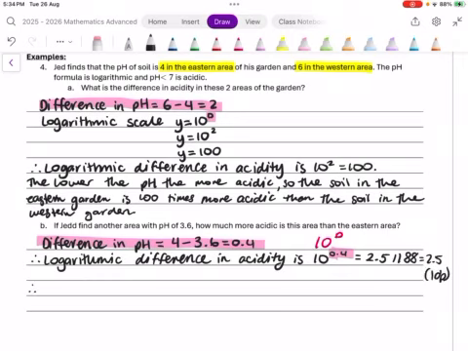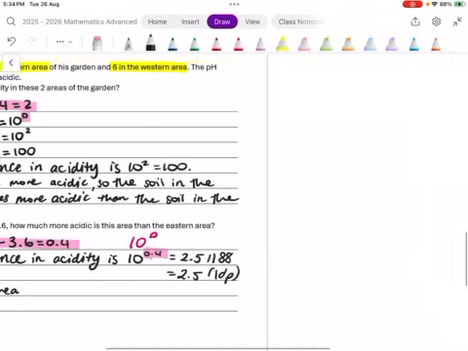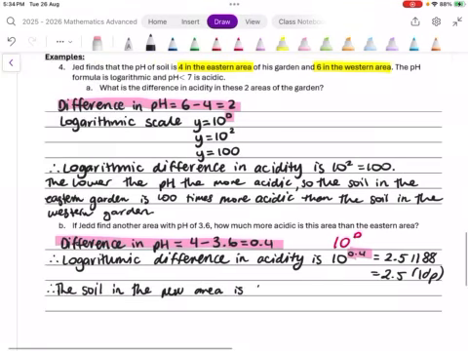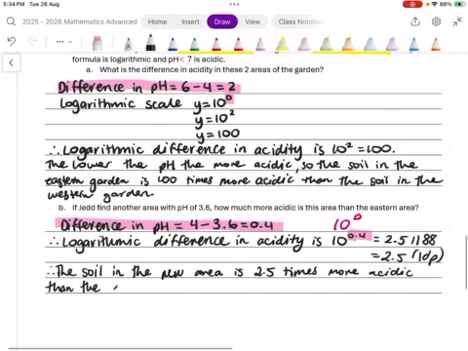Equals 2.5 to 1 dp. So therefore, the soil in the new area is 2.5 times more acidic than the eastern area.